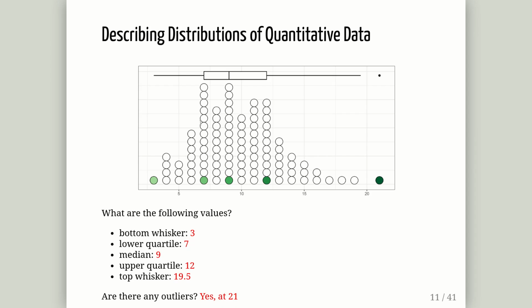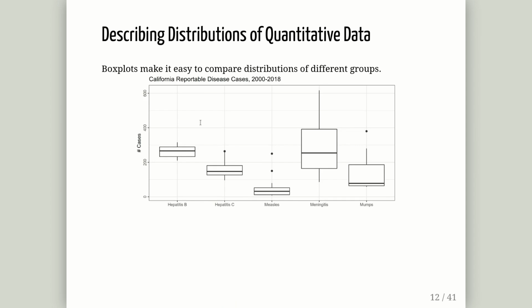All right? So the nice thing about box plots is that we can easily compare distributions of different groups. We can say that the distribution of number of cases of hepatitis B in California between 2000 and 2018, so this is annual cases, it's pretty symmetric. It's maybe like 260, and never is less than 210-ish or more than 320-ish. That's pretty easy to say from this.